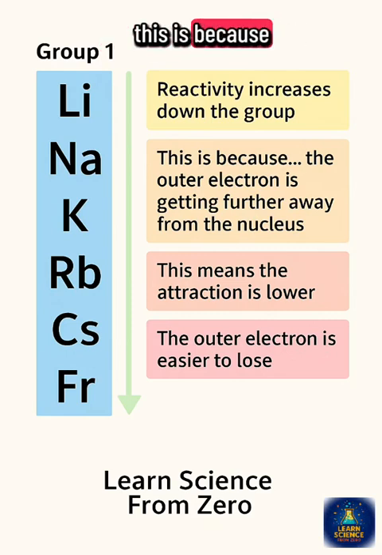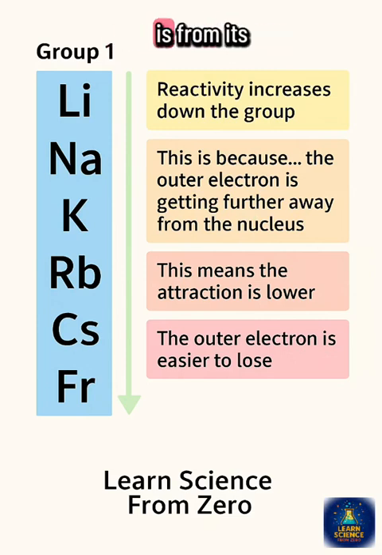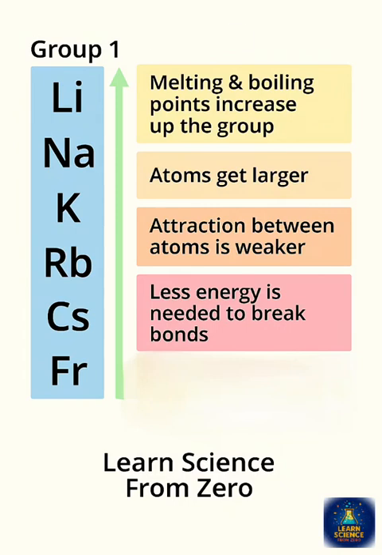This is because the more shells that are being added, the further away the outer electron is from its positive nucleus. So, electron is negatively charged and the nucleus is positively charged. Therefore, attraction is lower. So then, it's easier to lose the outer electron. Let's take a look at the melting and boiling point of Group 1 elements.